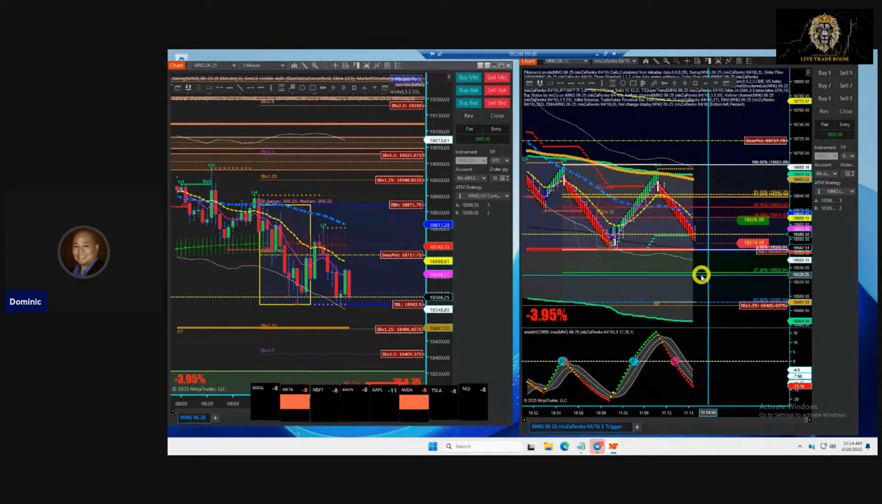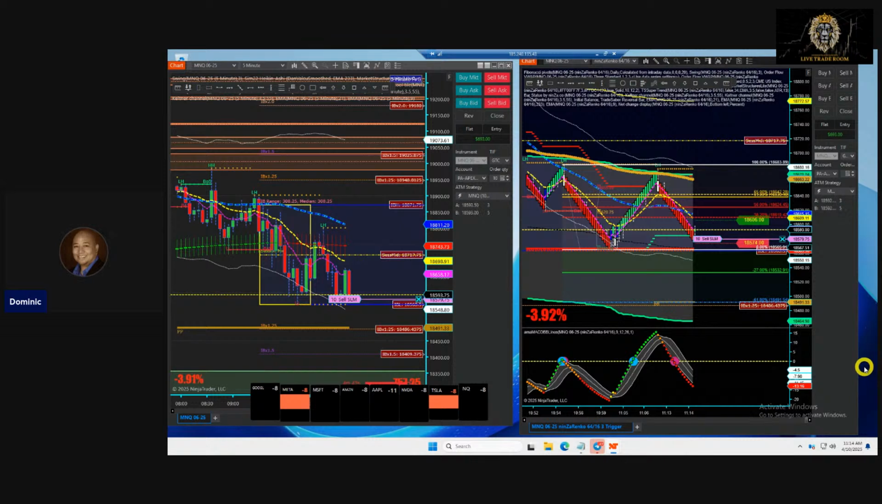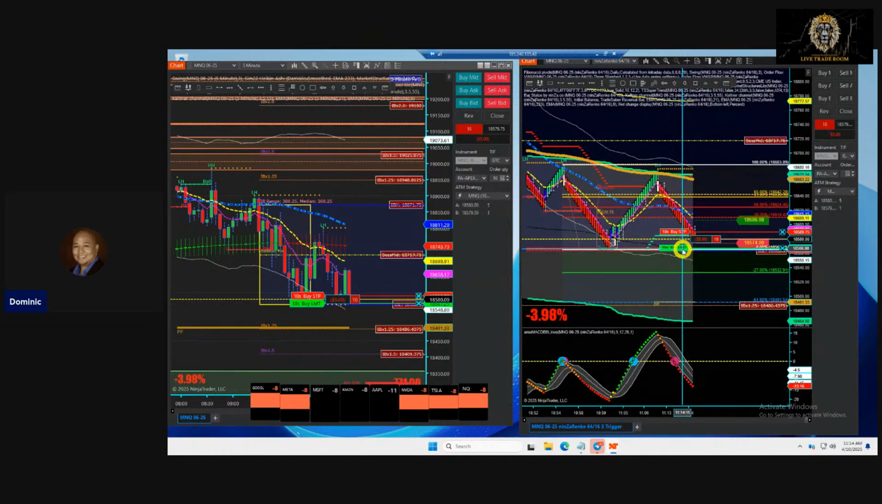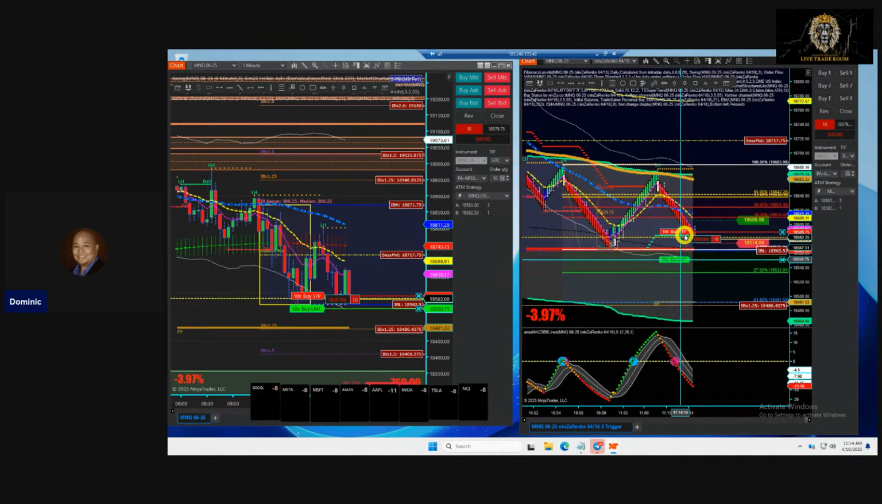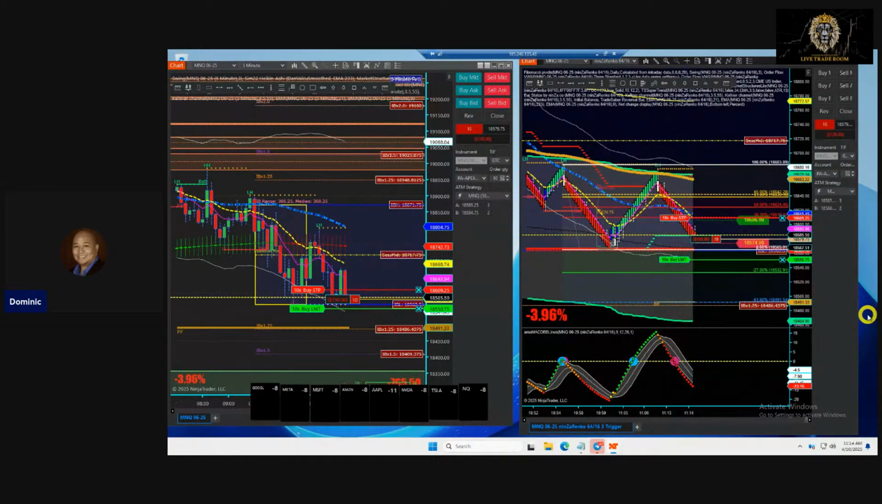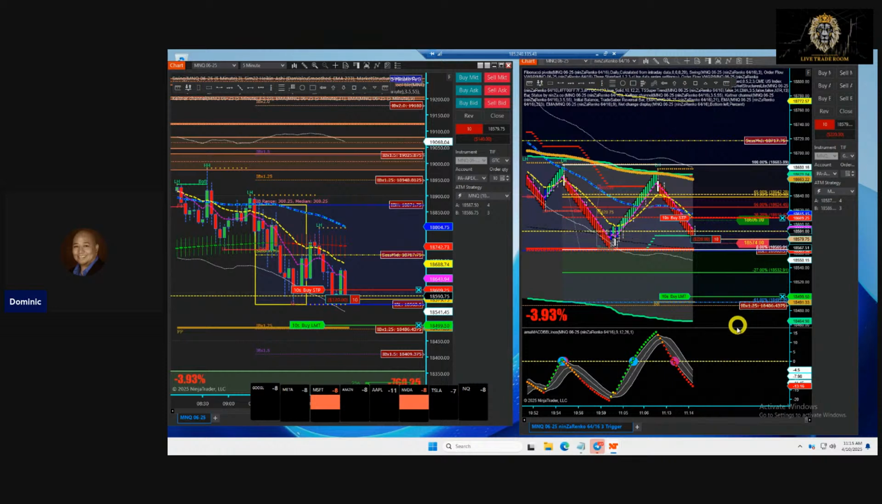It's probably going to test here. Let's see if we can try to get down here. Order submitted. There we go. Order filled. This may even go down, test down here. Let's see if it does break this. We have a lot of momentum. Now it's going up. It's trying to go up.